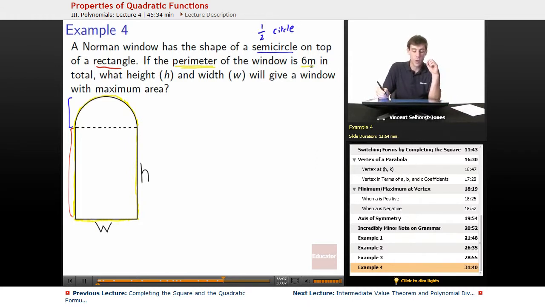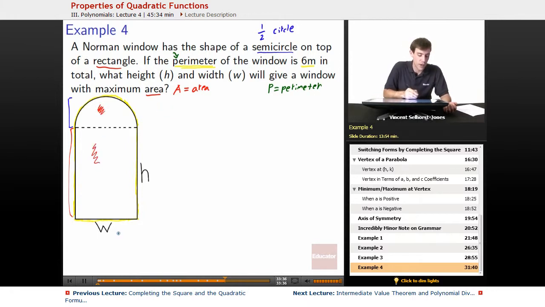And then we want to ask what height and width will give a window with maximum area. So if we're looking for area, we're probably going to need to use area, right? So A equals area. We'll define that idea. If we also know information about the perimeter, then we'll say P equals perimeter. Okay, so let's work these things out. So area is equal to the area of this part plus the area of our box. So it's the area of our semicircle plus the area of our box.